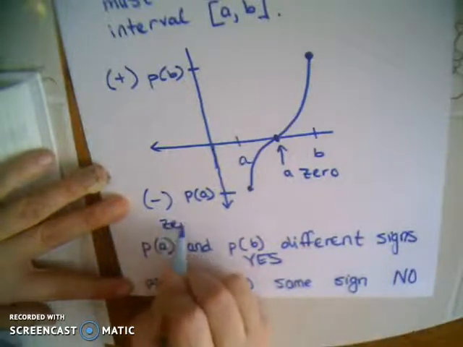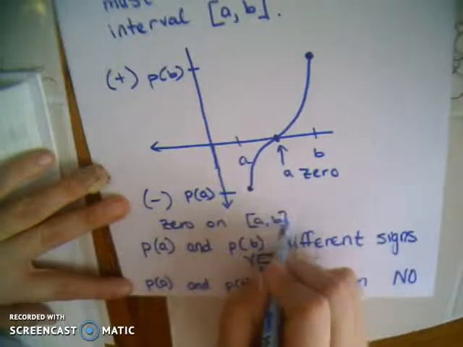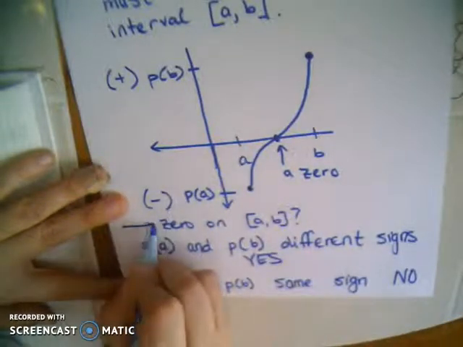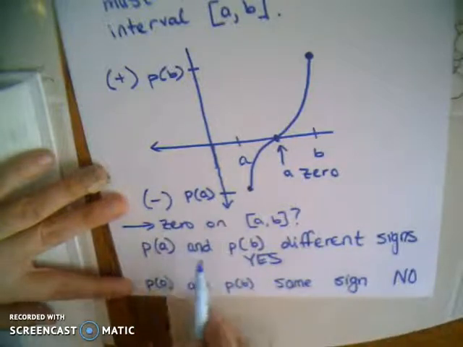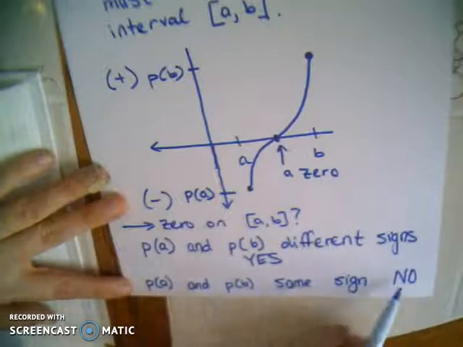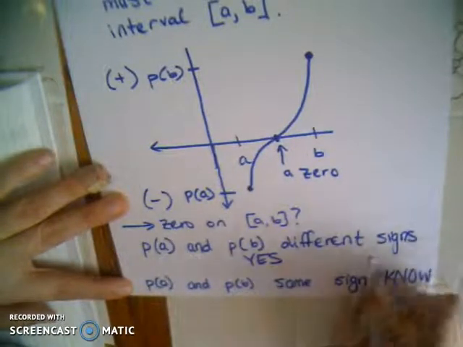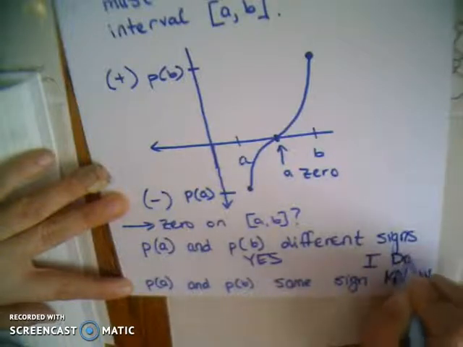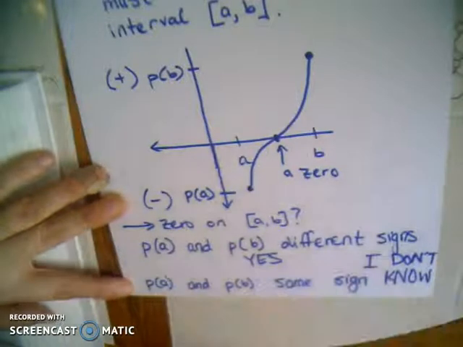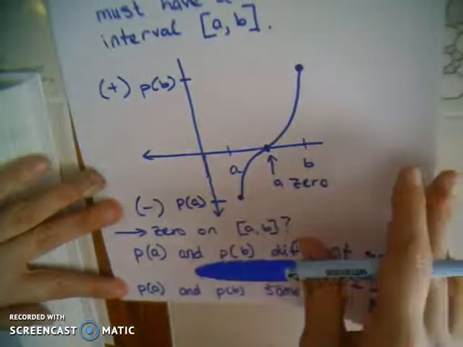So this is answering the question, do we have a 0 on the interval a to b? So we will find those function values and look at the signs. If they're different, yes. If they're the same, I just told you not to do this, then the answer is I don't know. So let me show you why we don't know.